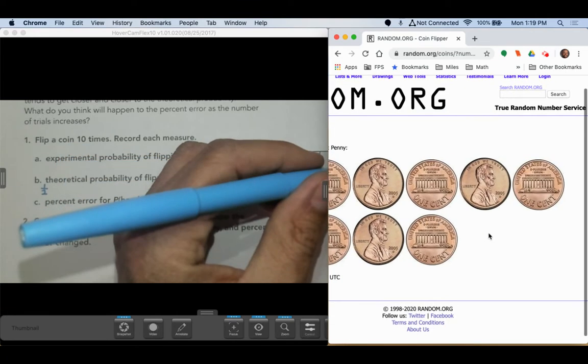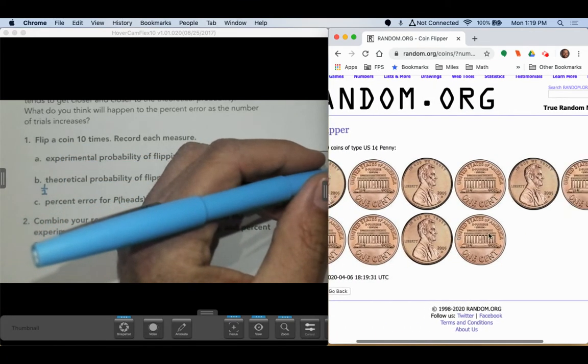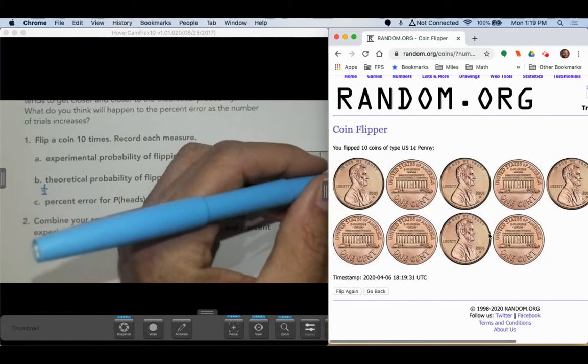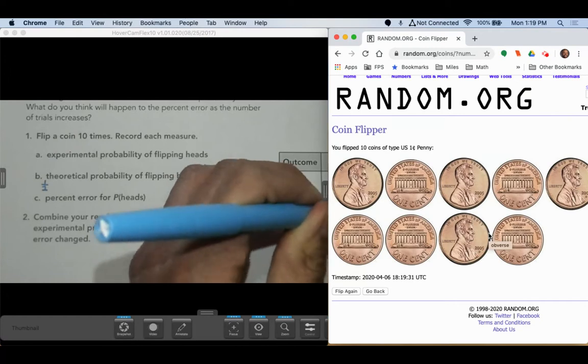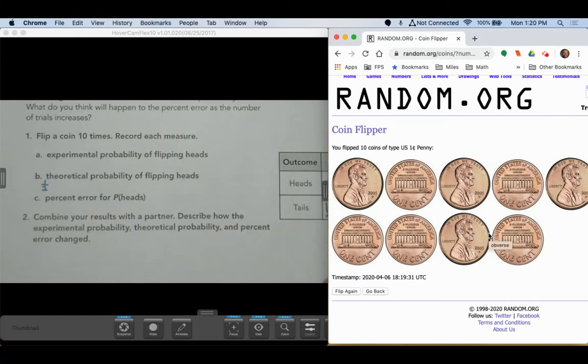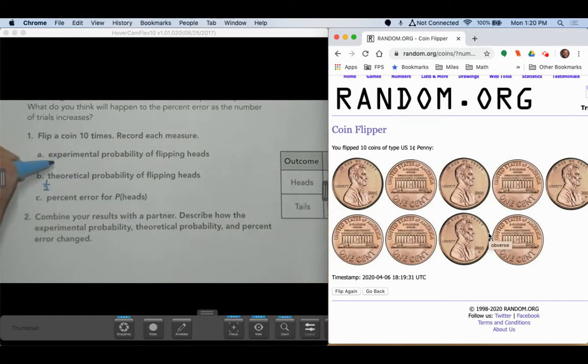Uh-oh. 1, 2, 3. 1, 2, 3, 4, and then 6. Okay. So 1, 2, 3, 4, 5, 6. 1, 2, 3, 4. All right. And so the experimental probability of flipping heads was 4 out of 10.